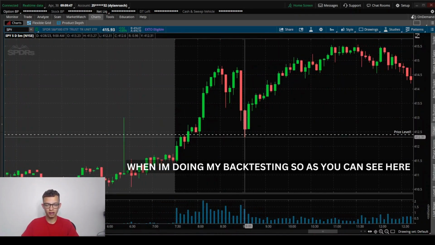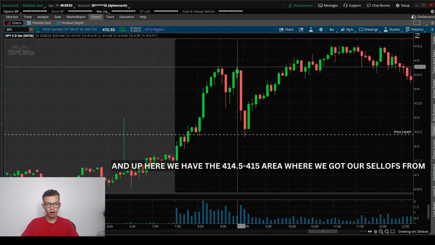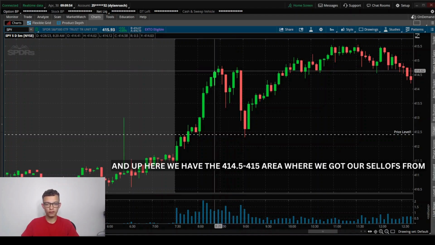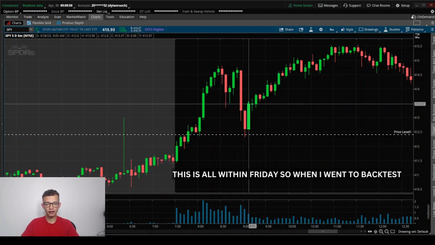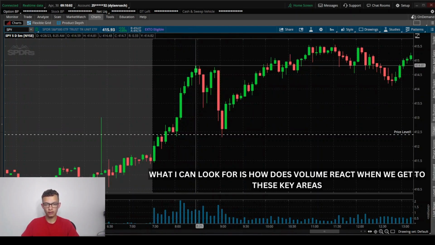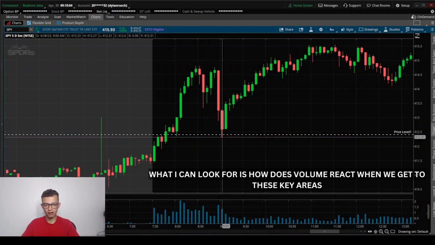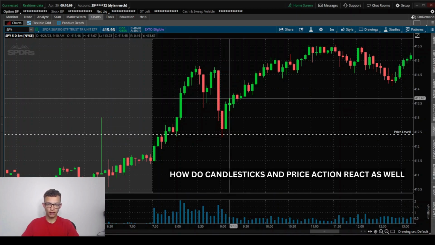So as you can see here, this price level would be the previous day's close, and up here we have this 414.50 to 415 area of supply, which we saw this sell-off from. This is all just within Friday, and so when I was going back to backtest, what I can look for is how does volume react when we get up to these key areas or down to these key areas, and how do candlesticks and price action react as well.